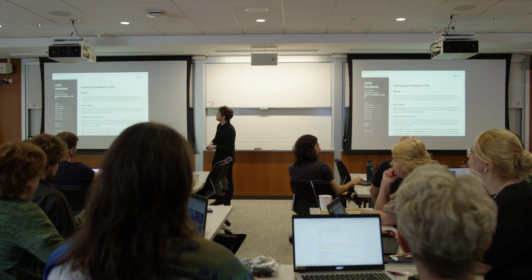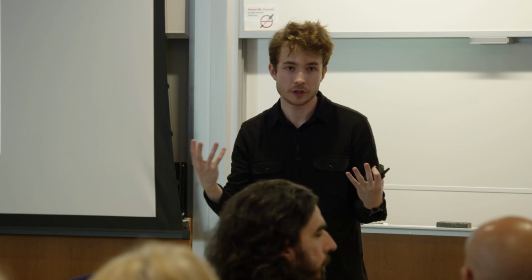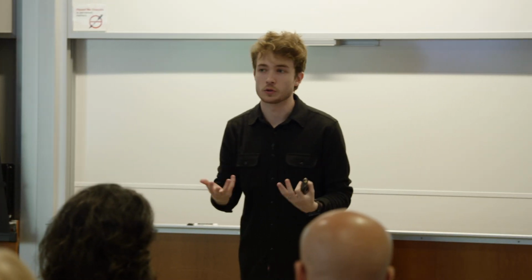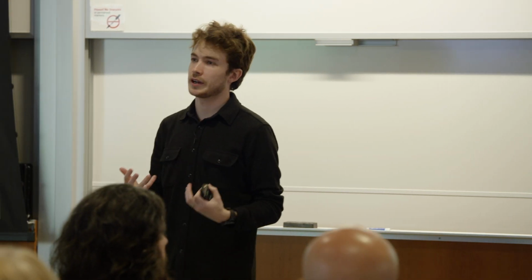So if you go to the grading and feedback page, you'll see first an overview of how we grade student work. In effect, we have 3 different things we grade for a student's work. We look at the correctness of the code. That is, does it work? We look at the design of the code, which is how well does it work? And we look at the style of the code. That is, how readable is that code?